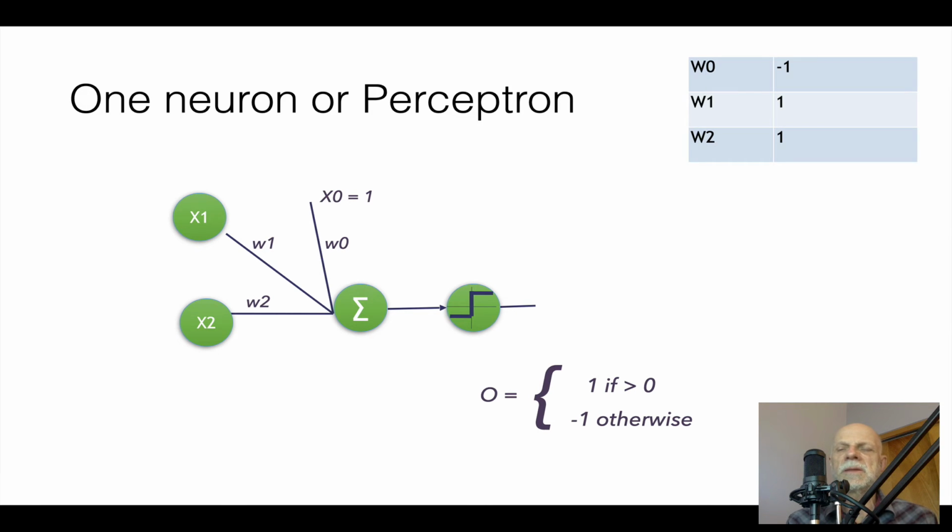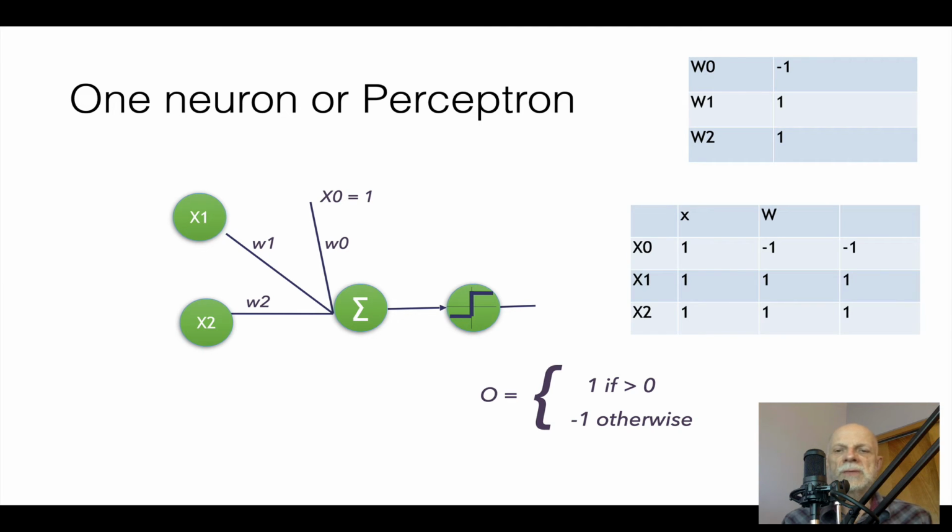W0 can be negative 1, W1 is 1, and W2 is 1. When X1 and X2 are 1, that's when we do want to output 1. There's our little calculation: X0 is always 1, we multiply it times the weight, negative 1, and get negative 1. Do the same calculations for X1 and X2, and when we add those up, negative 1, 1, and 1, we get 1, which is larger than 0, so we output 1. That makes good sense.